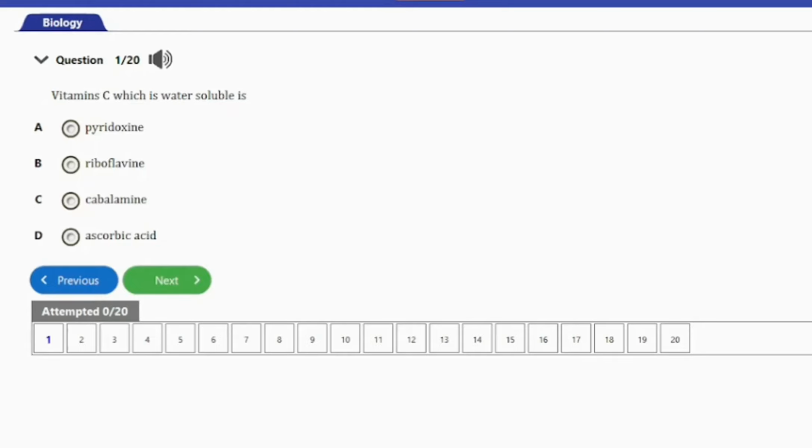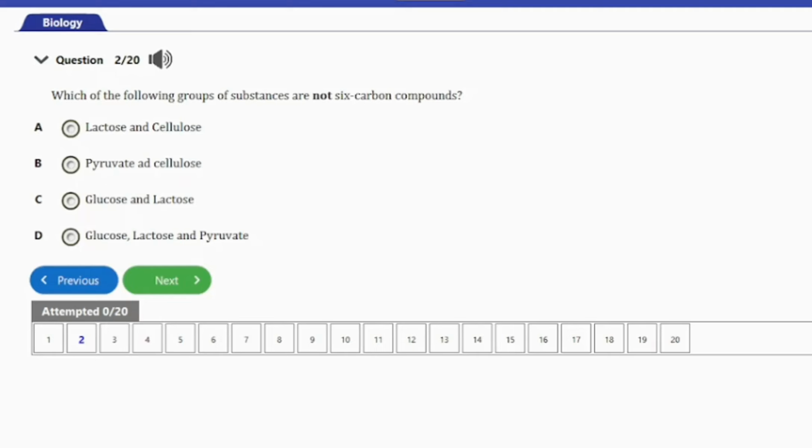Question number 1, it says, vitamin C, which is water soluble, is A, pyridoxine, B, riboflavin, C, cobalamin, and D, ascorbic acid. So guys, the answer to this question is option D, and that's ascorbic acid. So let's go ahead and consider the next question, guys. That's question number 2 here.